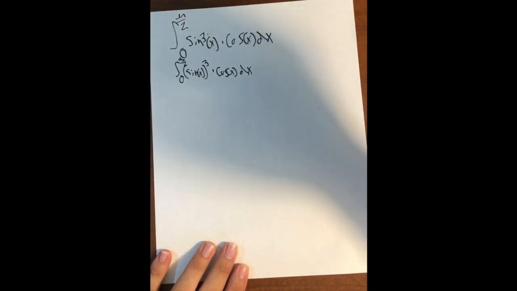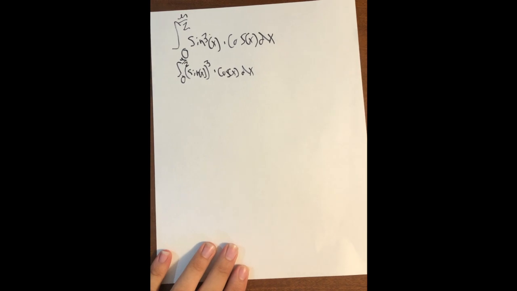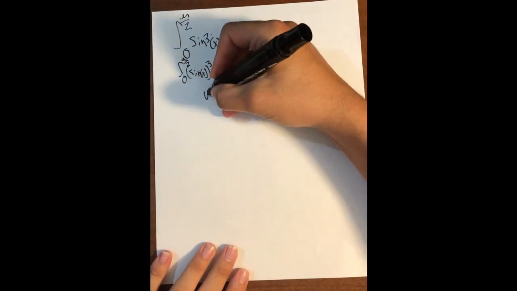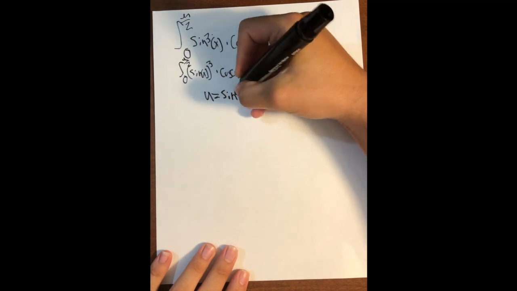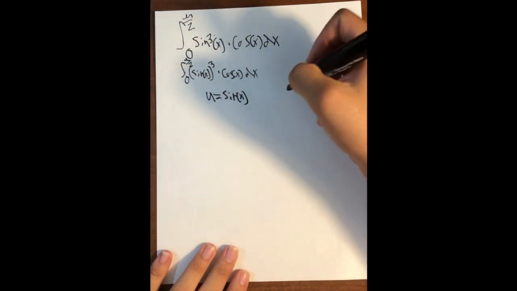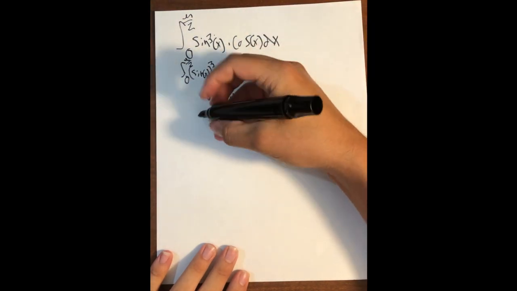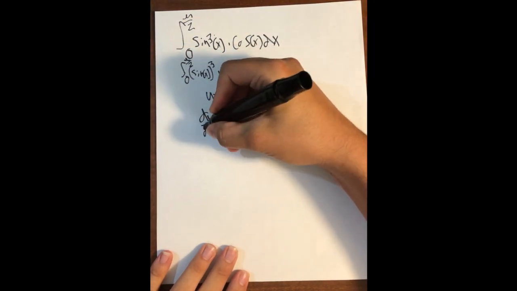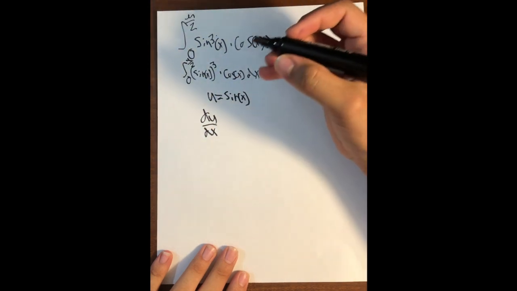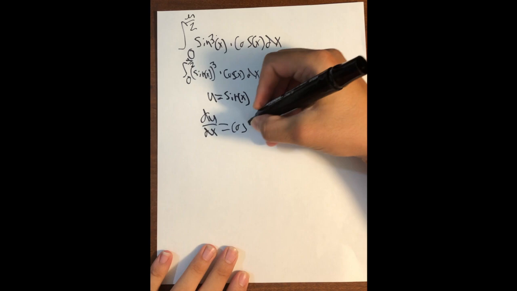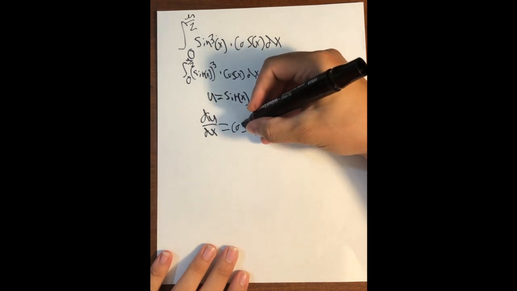In this case, u is going to be the most complicated inside function, which is sine of x. So we're going to do u is equal to sine of x. Then we take the derivative like we did last time, du/dx, with respect to x, which is equal to cosine of x.